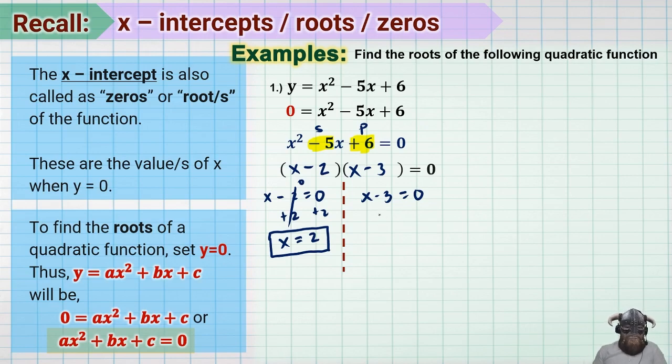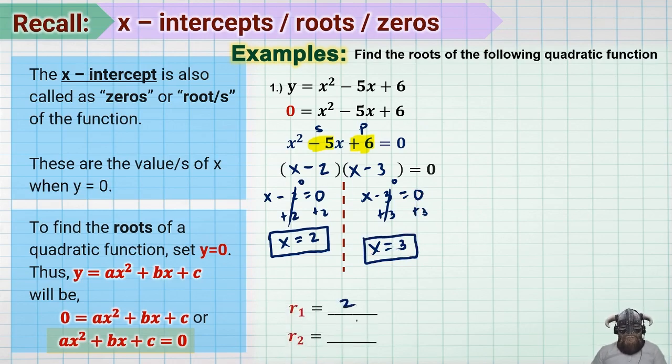From the other side, we can add 3 to both sides, making this side equal to 0. Therefore, x in this equation is equal to 3, because 0 plus 3 is 3. Having that, we have two roots for this given quadratic function. The first root is 2 and the second root is 3.